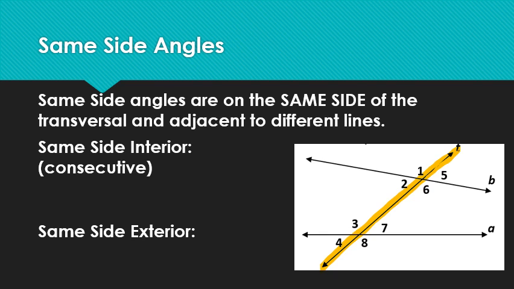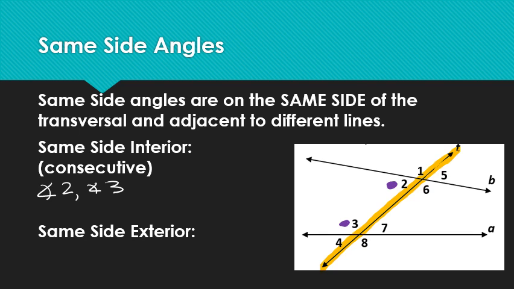And so now when I look at same side interior angles, they will sometimes be called consecutive interior angles. So if I look, angle 2 is interior, and I need another angle that is on the same side of the transversal that's also interior. So if I look at this picture, I get angle 3. So angle 2 and angle 3 would be considered same side interior.